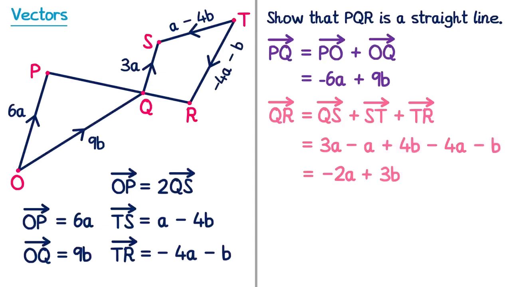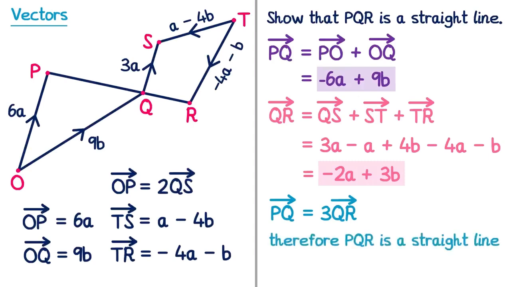So we've now found the two vectors we need, and we just need to check that they're parallel. So if we look at negative 6a plus 9b and negative 2a plus 3b, we can see that these are parallel because one of them is a multiple of the other. If we take 3 lots of QR, we'll get PQ. So we can write that PQ is equal to 3 lots of QR, and then we write a statement, something like therefore PQR is a straight line. It's worth remembering in this question that we weren't just showing they were parallel, we specifically chose vectors that had a common point, in this case Q.